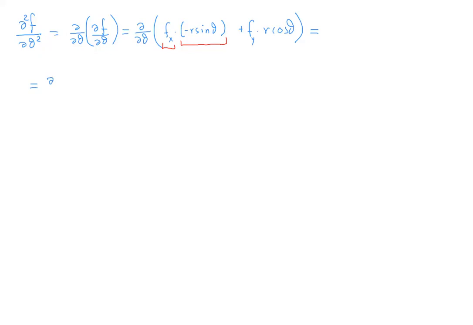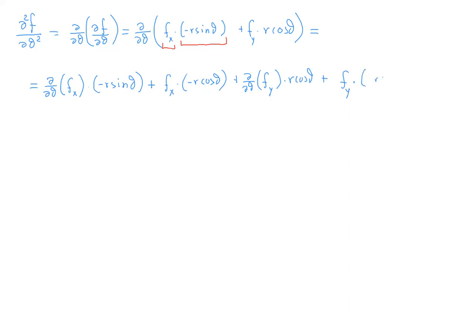For the first one, it's going to be the partial with respect to theta of f sub x times the second one, which is negative r sine theta, plus f sub x times the partial derivative of the expression negative r sine theta with respect to theta. And how much is that? That's negative r cosine theta. Okay? And then we need to do it for the other product. So we will have the partial with respect to theta of f sub y times r cosine theta plus f sub y times the partial derivative of r cosine theta with respect to theta, which is none other than negative r sine theta. Okay? Now, all we need to do is find these two expressions in exactly the way that we did it for r before.